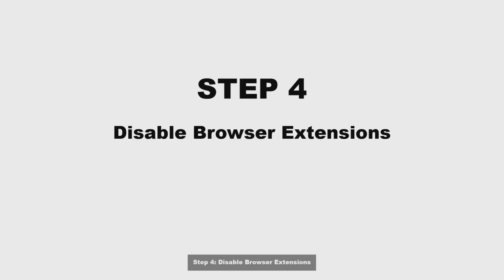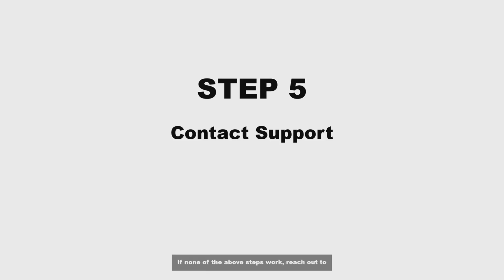Step 4. Disable browser extensions. Certain browser extensions can interfere with login processes. Temporarily disable any extensions and attempt to log in once more. Step 5. Contact support. If none of the above steps work, reach out to Hypercore support for assistance. Provide them with details about your issue for a quicker resolution.